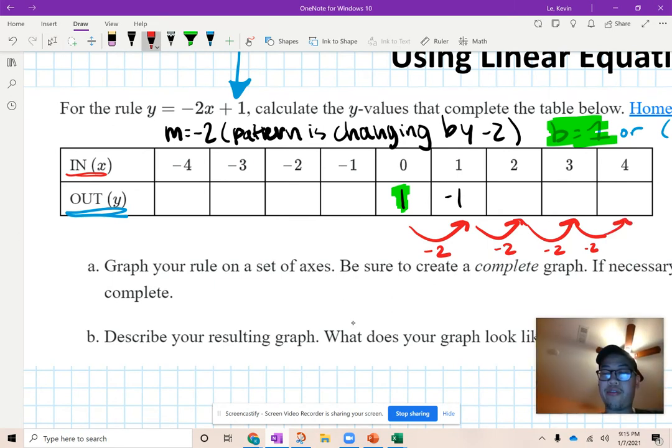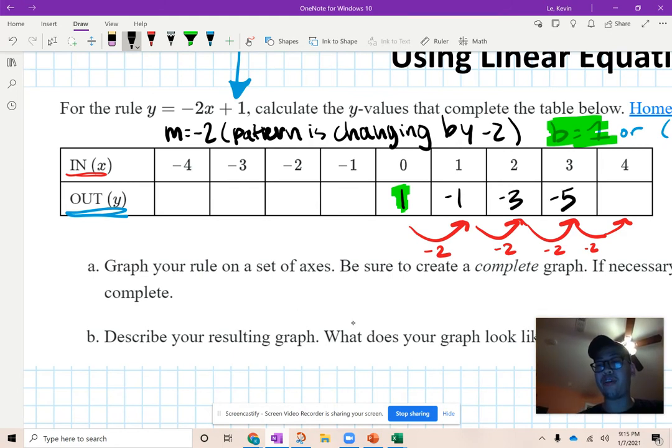So this, if I owed somebody $1, then I borrowed 2 more, I'm going to owe them 3. And if I borrow 2 more again, I'm going to owe them 5. If I borrow them again, it's going to be negative 7. And with that said, now I have at least 5 coordinates I can use to graph this linear equation, right?